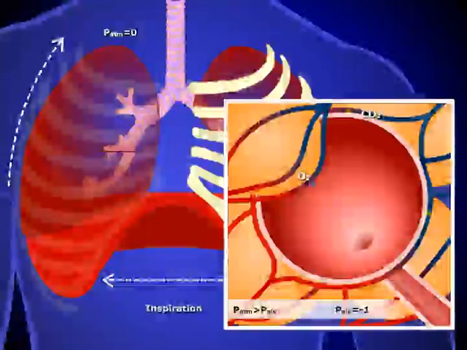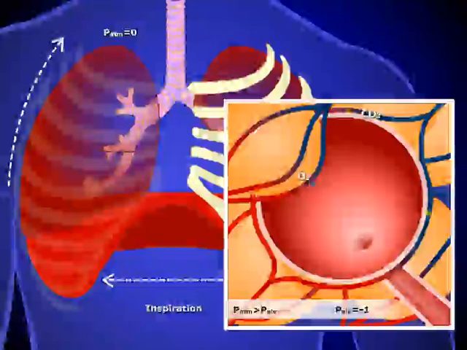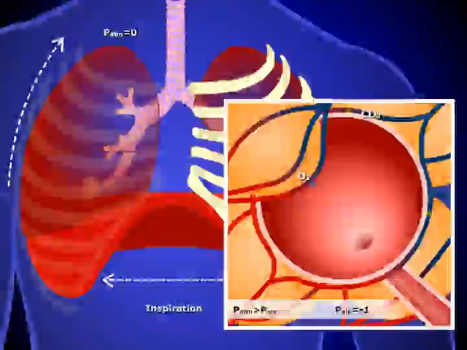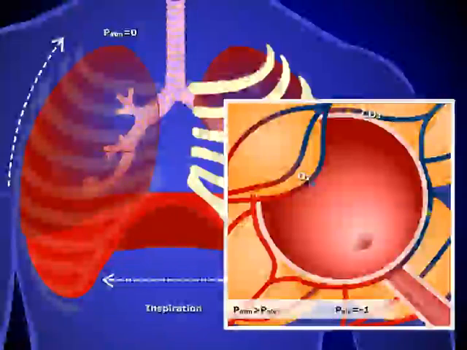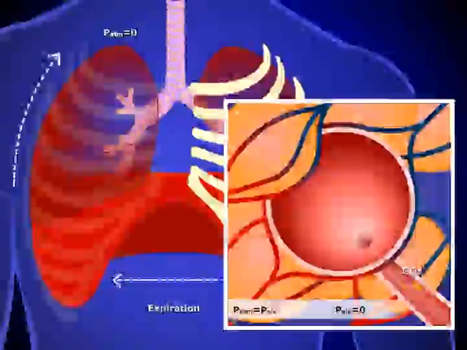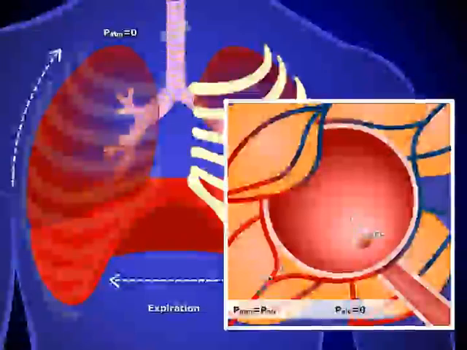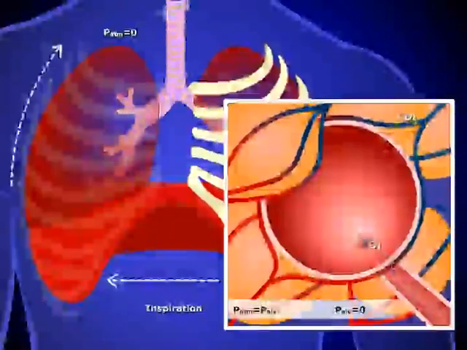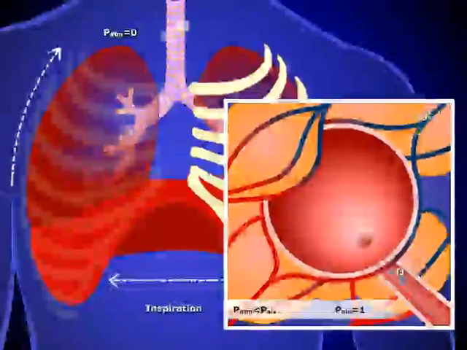At this point, alveolar pressure, which is -1, is less than atmospheric pressure. This difference in pressure causes air to flow into the lungs. At the end of inspiration, inflow of air returns alveolar pressure towards 0. When it reaches 0, air flow stops. Then, during expiration, the opposite takes place.